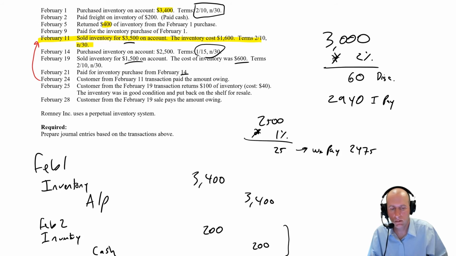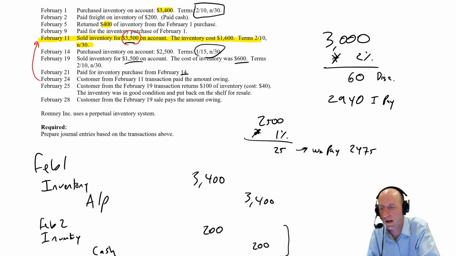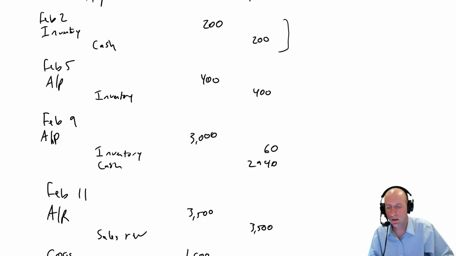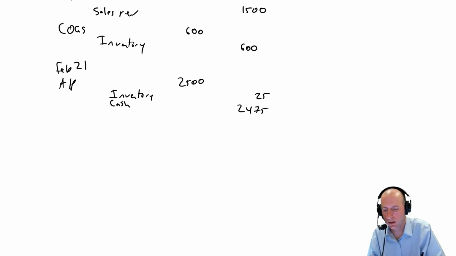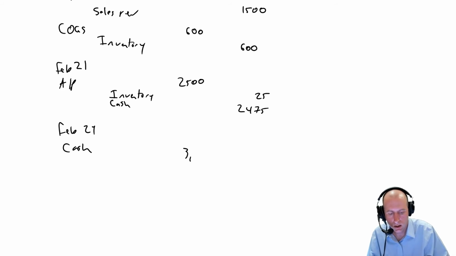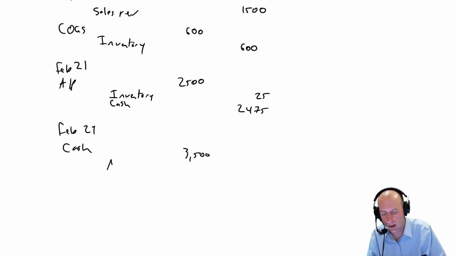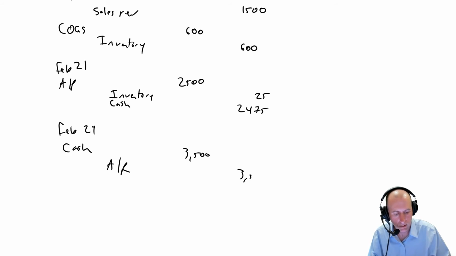Okay, so they got to pay us. They owed us $3,500. Guess what? They got to pay us $3,500. So February 24th, debit cash $3,500, credit AR $3,500. That was a simpler one.